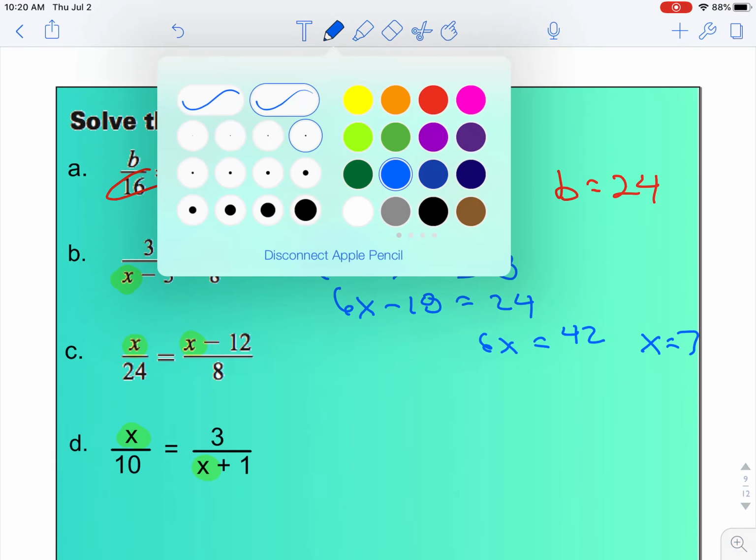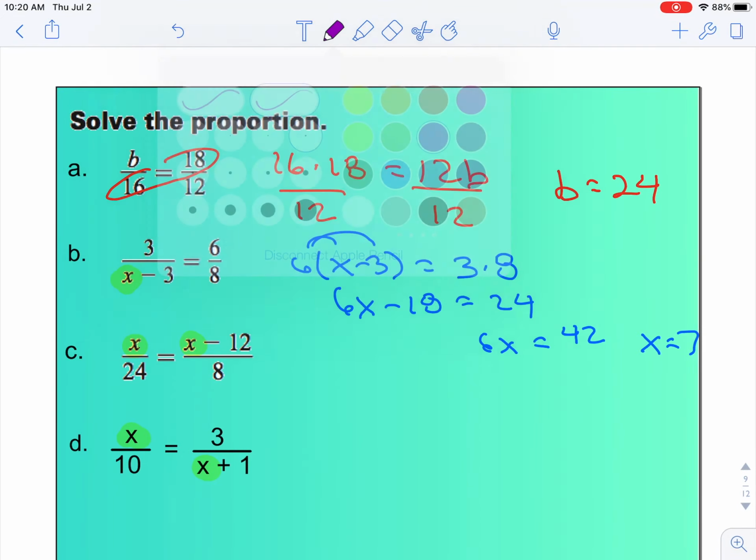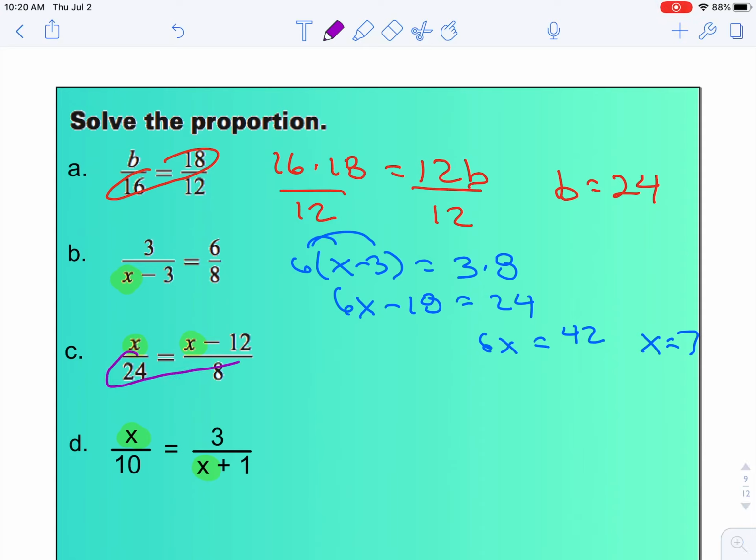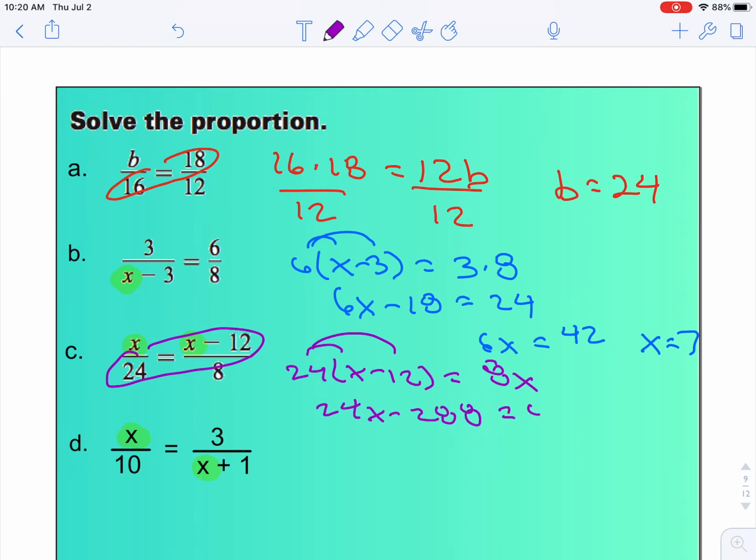Sometimes when you have more than one x in the problem, it can get more complicated. Sometimes it doesn't. In this case, we're going to multiply 24 times x minus 12 and set that equal to 8x. And again, we're using the distributive property. The difference is I'm going to have x's on each side, which is really not that big of a deal. This gives us 24x minus 288 equals 8x. Get my x's on one side, which is going to give me 16x. Get my number on the other side, which gives me 288. I could have switched it around the other way, but now x equals 18.